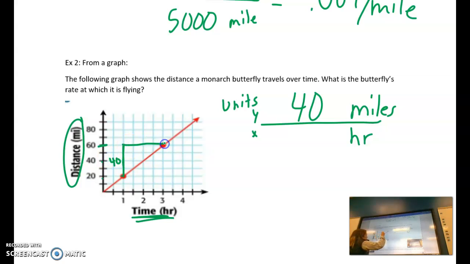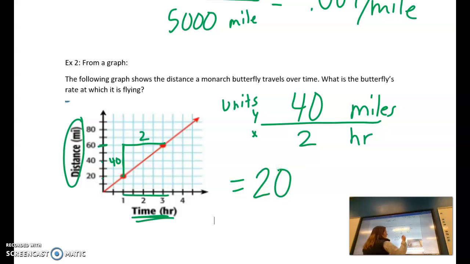And then I need to go across. If I look at the bottom, I want to cross from 1 to 3. Well, 1, 2, 3 is a total of 2 hours. So now when we divide 40 by 2, we get 20. And then our units, miles per hour. And so that's how we calculate a rate from a graph.